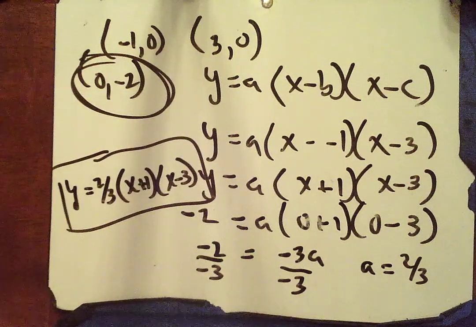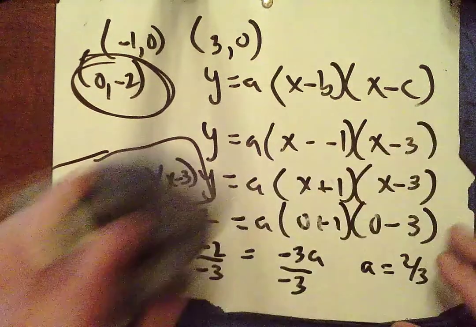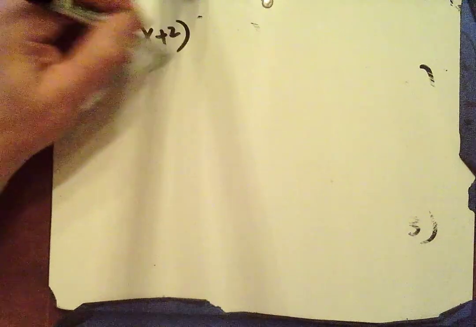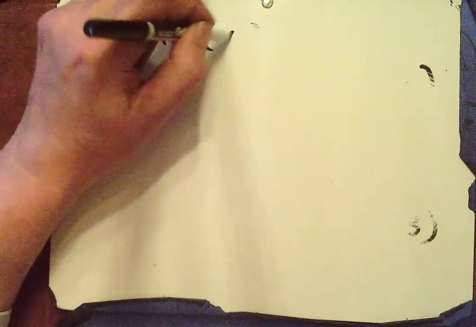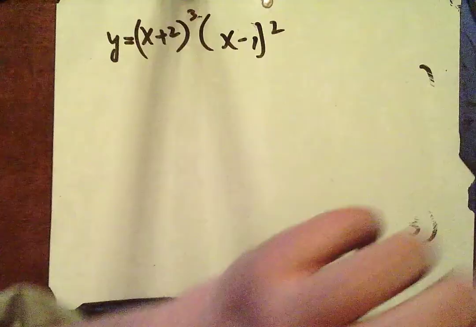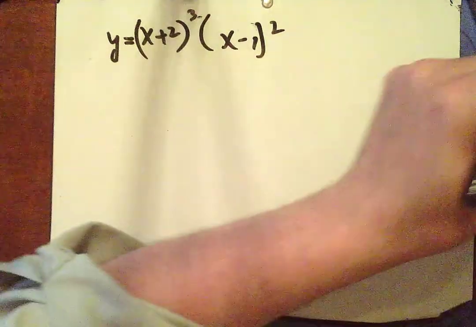Ta-da! All right, so let's take a look at number 6. Number 6 says, graph this polynomial: y equals (x plus 2) to the third, (x minus 1) squared. In fact, why don't you try that one right now?